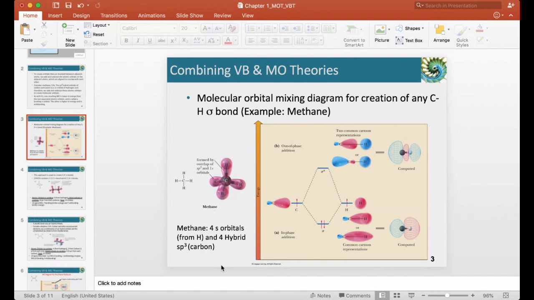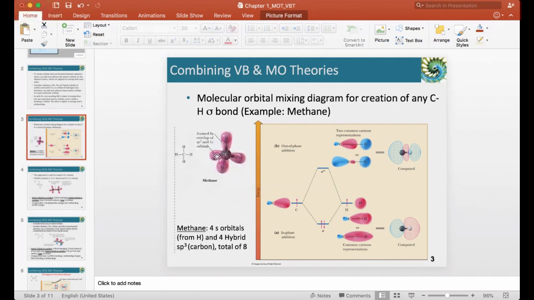So if we look at the molecule of methane, we can determine here that carbon is sp3 hybridized, using 4 hybrid sp3 orbitals to bond with hydrogen. And hydrogens are using 1s orbitals. So there are 4 s orbitals from 4 hydrogens and 4 hybrid sp3 orbitals from the carbon. That makes a total of 8 orbitals to be combined, which will produce 8 molecular orbitals.